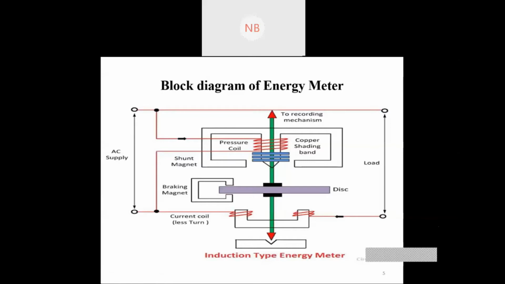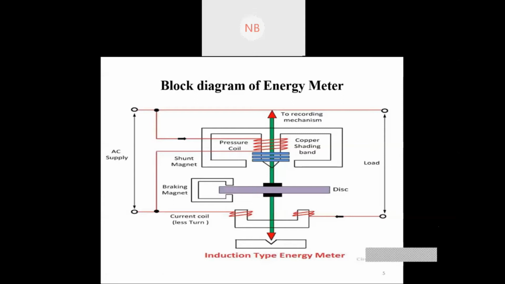So here in the diagram, as we see, there are two electromagnets. The first one is of E shape, the next one is of C shape, and there is a braking magnet, and a pressure coil, which is also known as the shunt coil, and another is the series coil, which is also known as the current coil. Now, this driving mechanism includes the series coil and the shunt coil. This coil is called the shunt coil because it is connected in parallel to the supply.